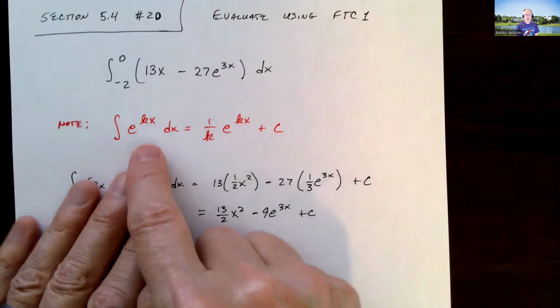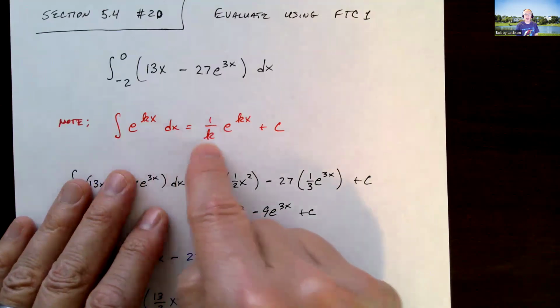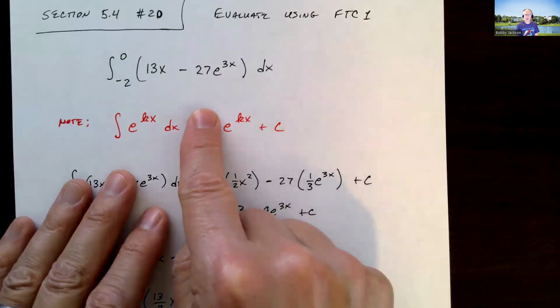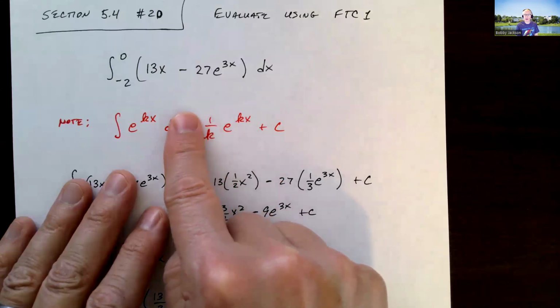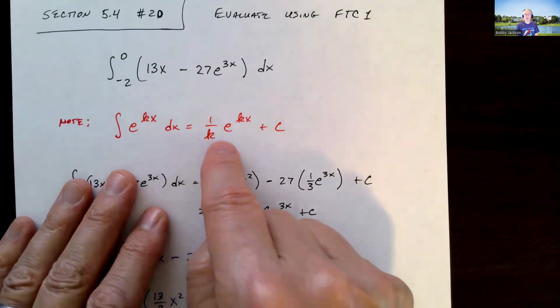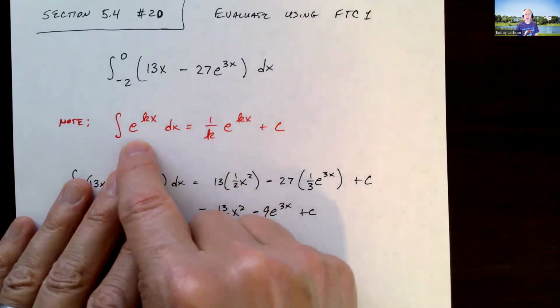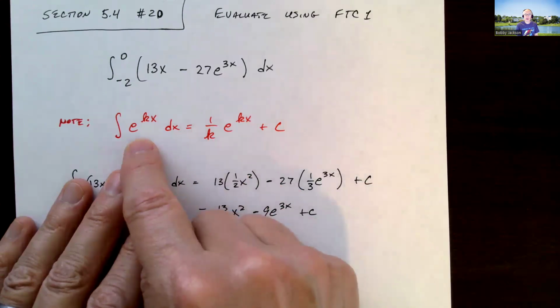that's not going to be e to the 3x. Remember, the integral in general of e to the kx dx is 1 over k e to the kx. And the reason is if you take the derivative of e to the kx, you've got a chain rule going on, right? And the derivative will be e to the kx times k, or k e to the kx. So when I multiply by 1 over k, I end up with the derivative of this function being e to the kx. So this is the antiderivative of e to the kx.